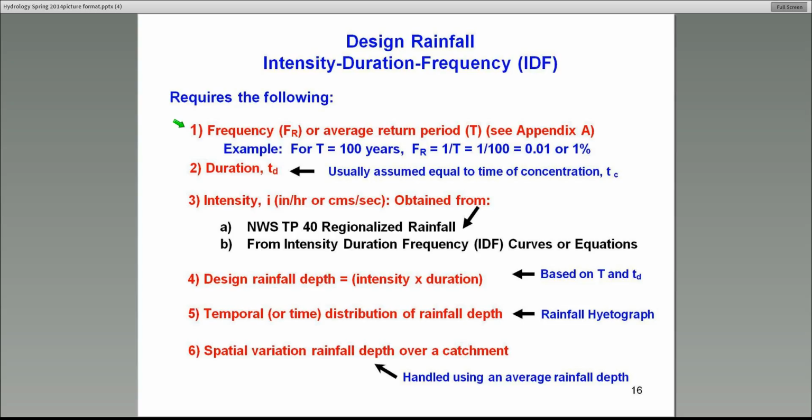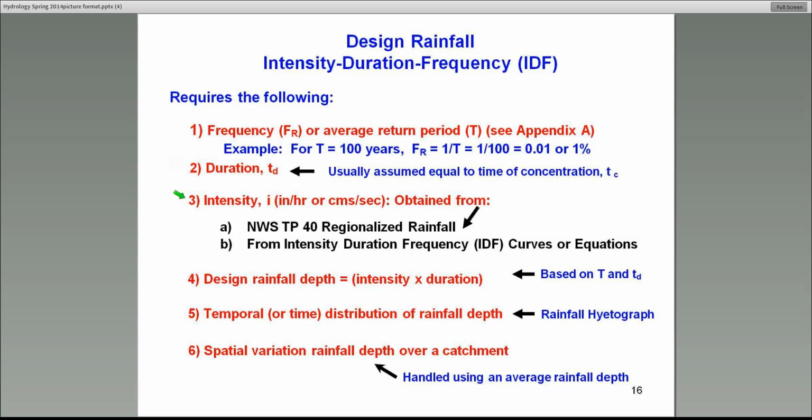Most studies have shown that it produces a 70 to 80-year return period of runoff. But we will not bother with that. We'll just assume the two return periods are the same. The next thing we have to specify is duration. You have to specify the duration of the rainfall. Typically, we take that equal to the time of concentration of the catchment, like in the rational method, for example.